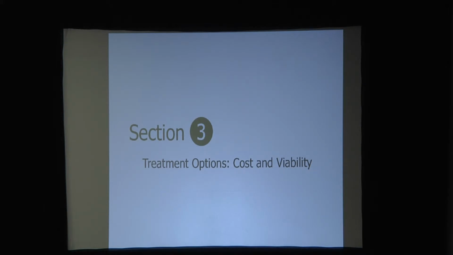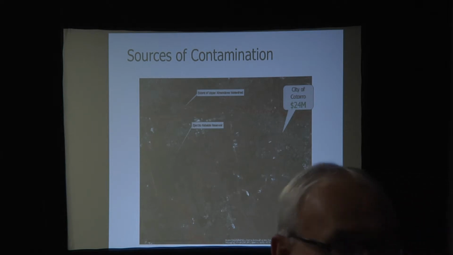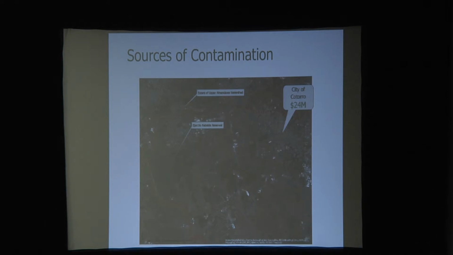In order to prevent these outbreaks, we needed to look at each one of the sources of contamination. The first source is the city of Cotorro. That would entail building a wastewater treatment plant that would cost approximately $24 million in order to provide the treatment that would eliminate some of the most dangerous pathogens found in the wastewater.